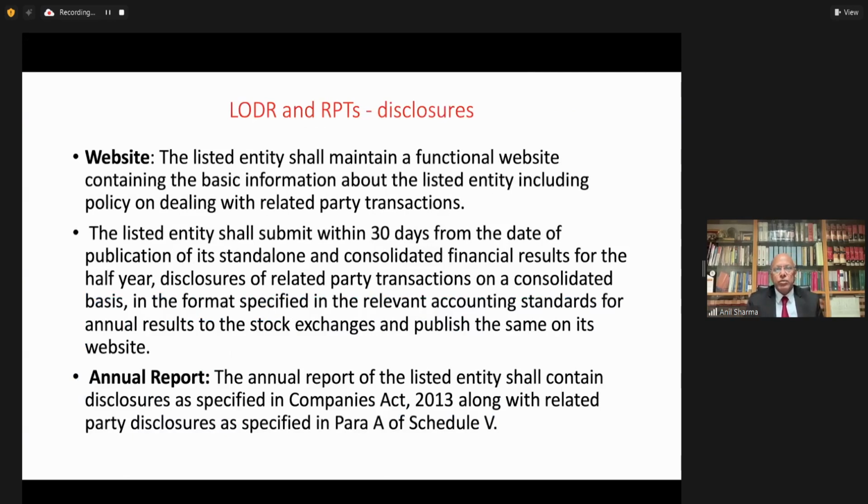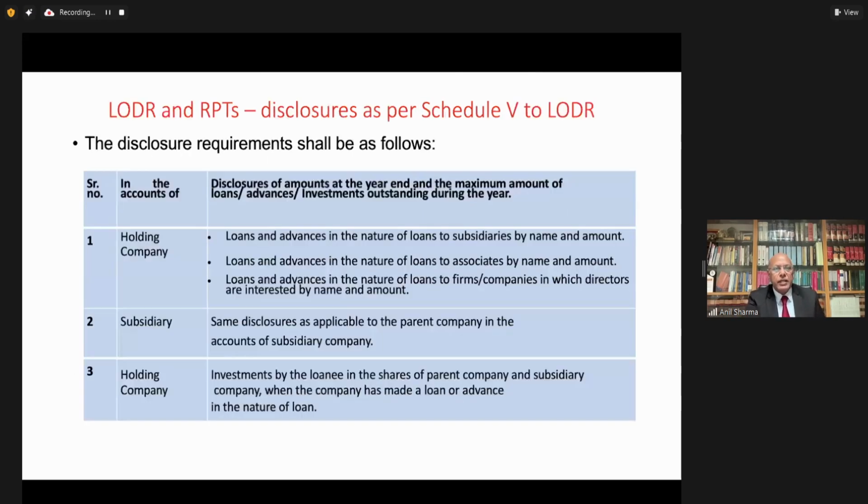Similarly, LODR also requires some disclosures. The listed entity has to have a functional website where it gives basic information, including its policy on dealing with related party transactions. Then the annual report of the listed entity shall also contain disclosures as specified in the Companies Act, along with related party disclosures. Then there is Schedule 5 Part A of the LODR, which specifies the information required to be given in the annual report by the companies.